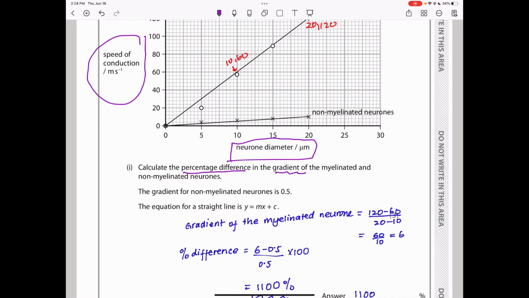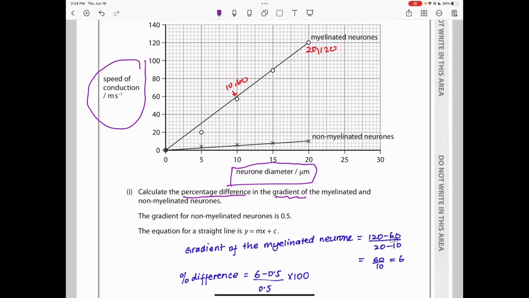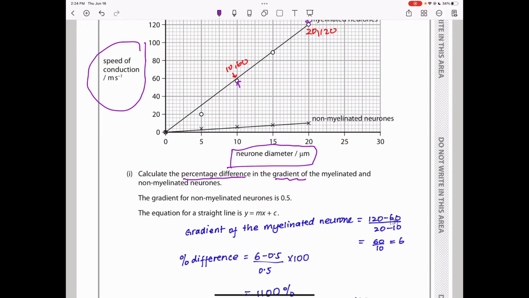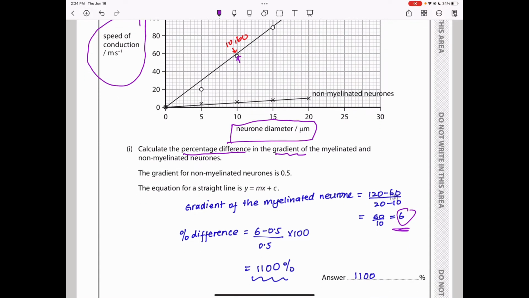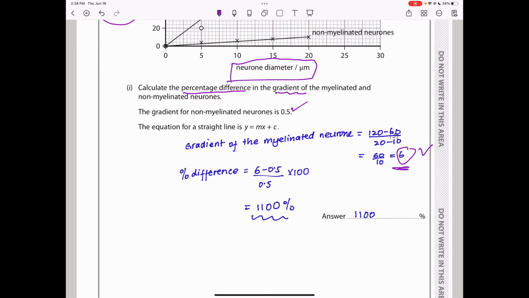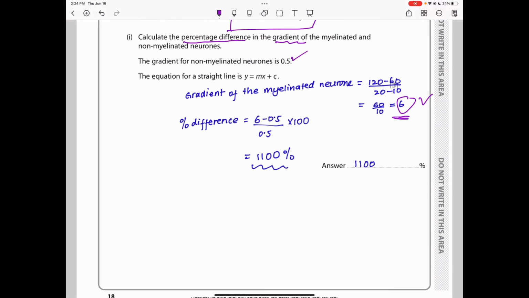I began by looking at the gradient of the myelinated neuron. I used that point, as well as that point and that point. So when I use that, it's 120 minus 60 over 20 minus 10, and I got 6 as that gradient. And then for this other one, because it's kind of a straight line, the gradient is given to us. So I say 6 minus 0.5 divided by 0.5 times 100, and that gives us 1,100%, which is the correct answer here. Remember, we are looking for the percentage difference.